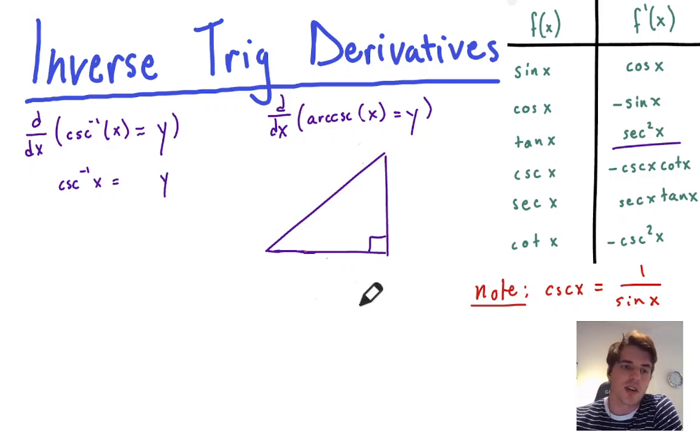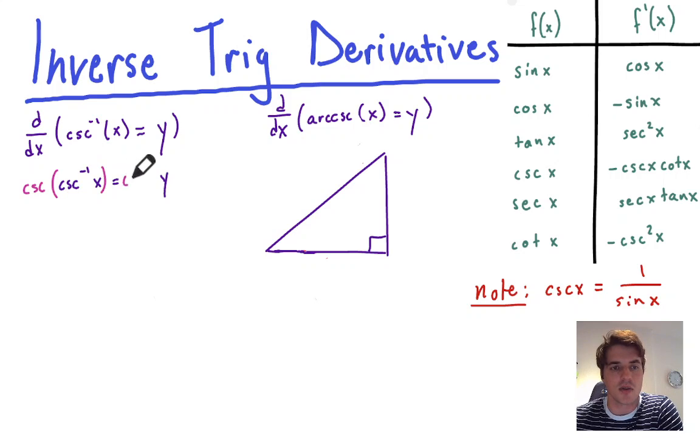Okay, continuing in our series of inverse trig derivatives. I said that we would continue down our list. We've just done tangent. Here we are doing cosecant. So I've set it up in the same way: cosecant inverse of x equals y, or arc cosecant of x equals y. We start, as always, by taking the cosecant of both sides.